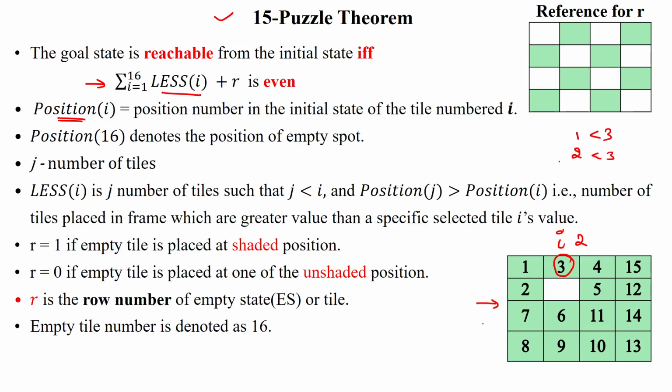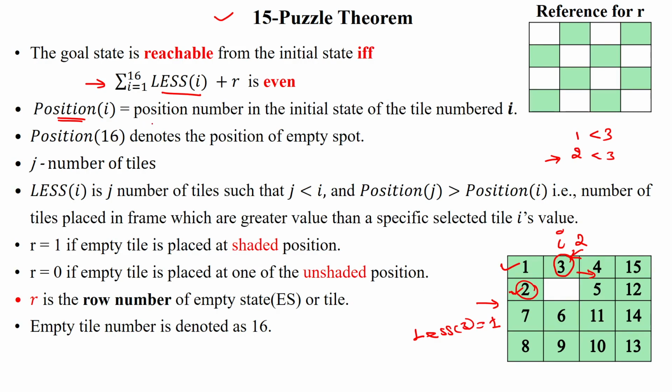So we have to check whether these tiles are placed before the 3 or after the 3. Here 1 is placed before the 3, but 2 is placed after the 3. So we have to count the number of tiles which are less than the given tile i and placed after the position of 3. After the position of 3, we have the number 2. So this is the less of 3. The number of tiles is here 1, that is 2, placed after the 3.